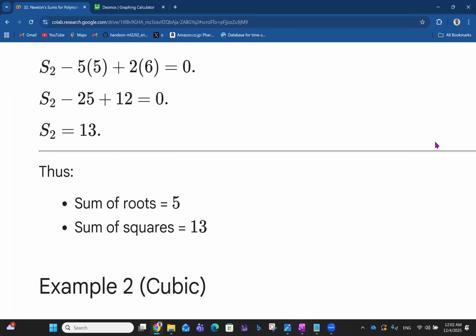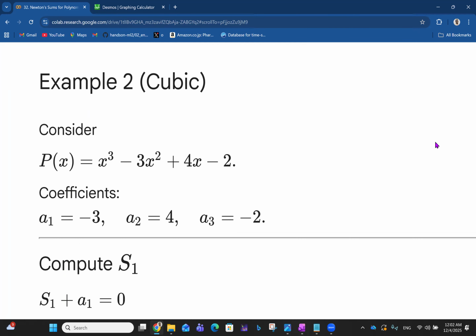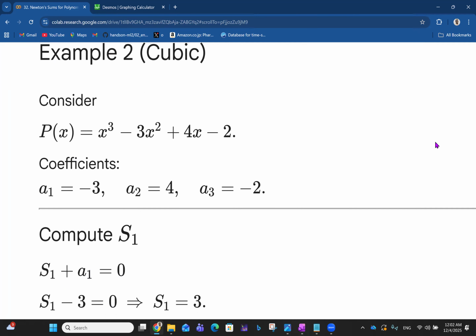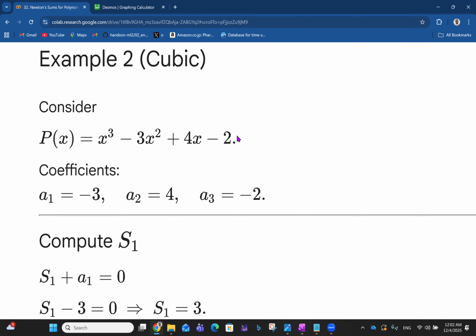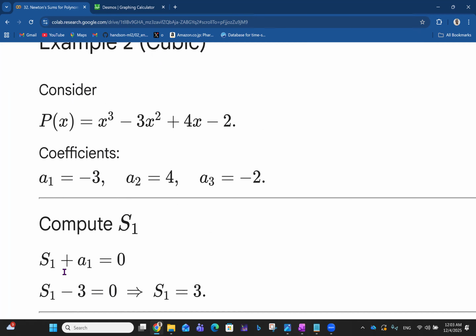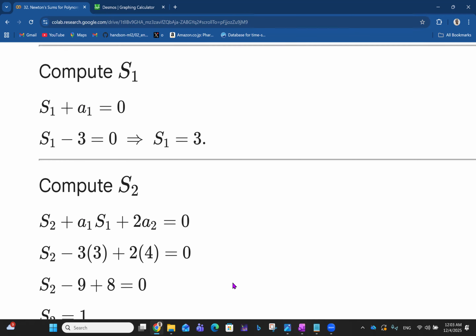In example 2, which is cubic, consider P of x equals x cubed minus 3x squared plus 4x minus 2. So here A1 is minus 3, A2 is 4, A3 is minus 2. To compute S1, that's S1 plus A1, which is 0. Then we have S1 minus 3 equals 0, since A1 is minus 3. So S1 is 3. Then we go for S2.